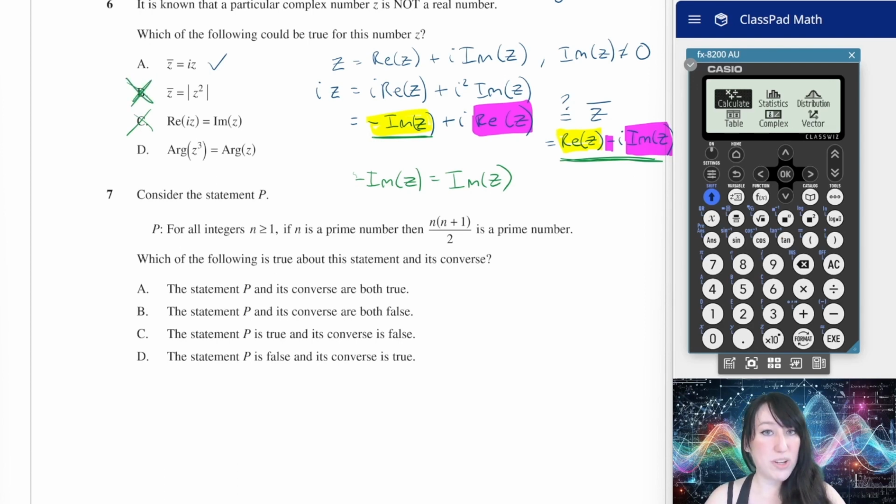And then let's look at option D. So if we look at option D then, this is about the arguments of z and z cubed. Could the argument of z cubed be equal to the argument of z? Well, we know from things like de Moivre's theorem that the argument of z cubed is equal to 3 times the argument of z. So when would this equality be possible?